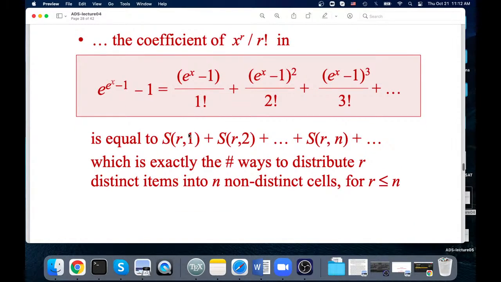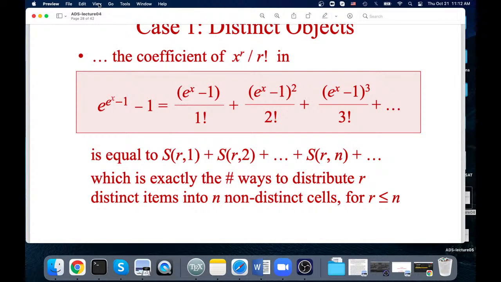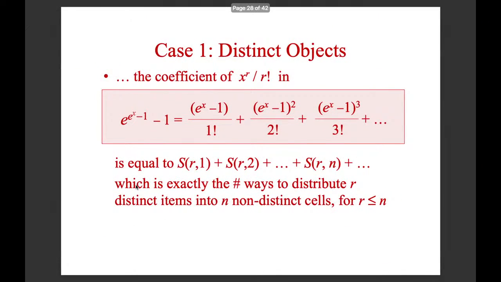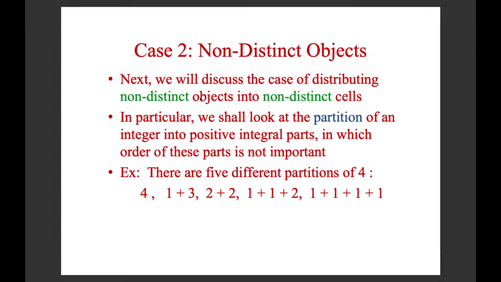There are some more typos that I will show you along the way as we talk about today's class. Today's focus will be distributing non-distinct objects into non-distinct cells. In particular, this is just like a partition of an integer into positive integral parts. When objects are non-distinct and the cells are also non-distinct, what we care about is how many items are in a certain box and how many in the next box, and we don't care about the ordering. So I'm looking at the different ways of partitioning a certain integer, and there are some rules that depend on the cells' requirements.